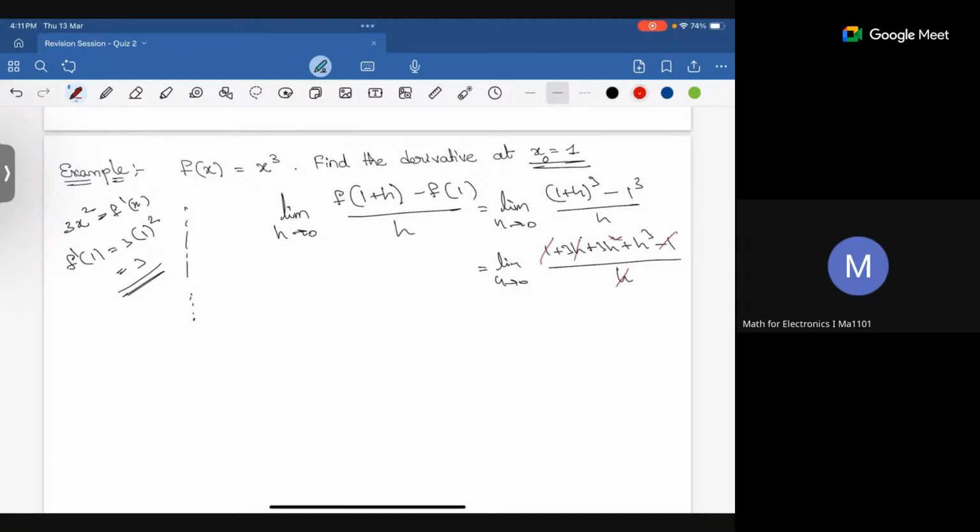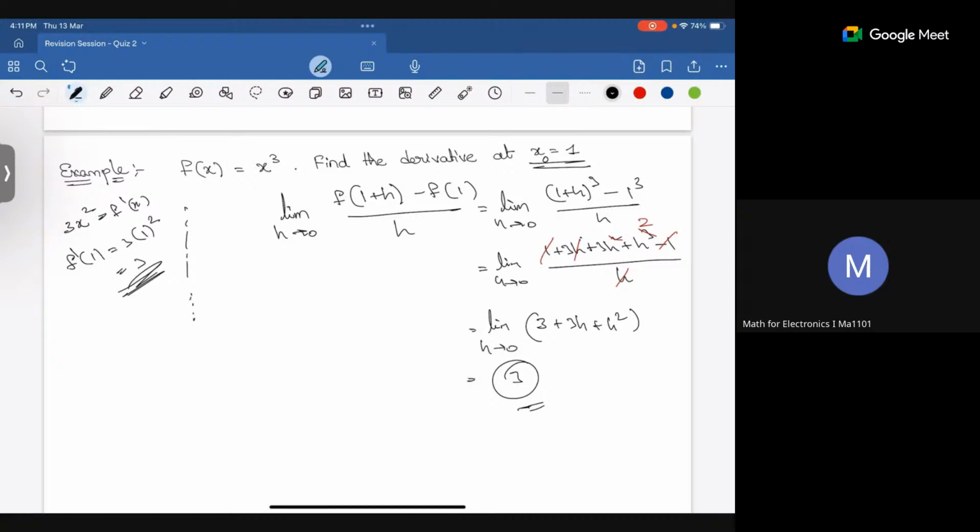Right, so if you use that expansion, you will get this, and the 1 and minus 1 will get cancelled out. The h will get cancelled out. You will have the limit as h tends to 0 of 3 plus 3h plus h square. Now you can compute this limit by directly substituting h equals 0, and you will see that you get 3. And this 3 and this 3 are the same. So even using the limit definition, you can get the derivative value. Or if you know the formulas, use the formula, get the derivative value.